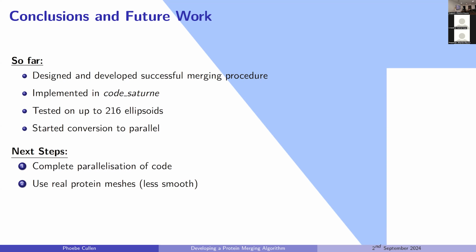So the next step is to actually complete this parallelization of the code and to start using some real protein meshes, because at the moment we're mainly using ellipsoids, which are obviously quite far from what a protein will actually look like, far simpler, far smoother. So we're looking at trying to implement some more complex meshes.